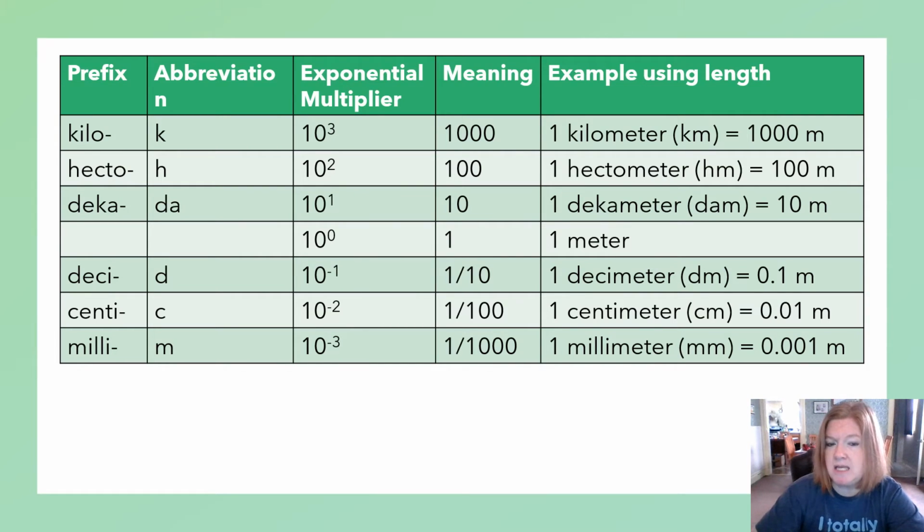So you can see that 10 to the 0 literally means 1. And then as you move toward kilo, which has 10 to the 3rd exponent, which means 1,000. So there are 1,000 meters in 1 kilometer. And then going down, you look at a decimeter. There are 10 of them in a meter. So a decimeter is 1/10 of a meter. A millimeter is 1/1000th of a meter. But if we look at it the other way, there would be 1,000 millimeters in 1 meter. Okay.